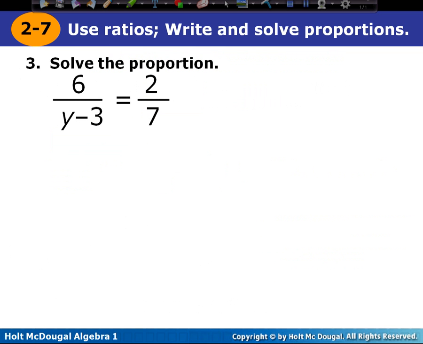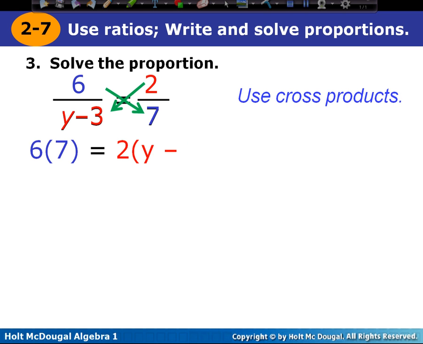All right, now we're going to look at just solving some proportions. Tomorrow in class we'll look at a few more real-life examples of this. But for now we just want you to get to where you can actually solve the proportion. So here we're going to cross multiply or use cross products. And we're going to set this up as 6 times 7 equals 2 parentheses y minus 3.